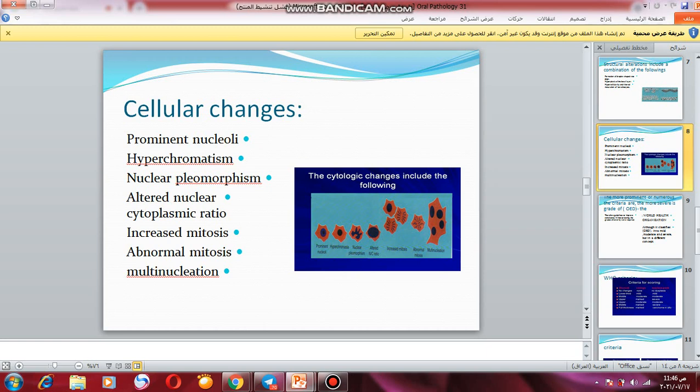the abnormal cellular changes. Prominent nucleoli يعني تكون كلش واضحة. Hyperchromatism, nuclear pleomorphism, nucleus abnormal shape, altered nuclear cytoplasmic ratio, and multinucleation. هاي كلها cellular changes of oral epithelial dysplasia. It is important to understand them in order to understand the classification اللي we will speak about in the coming lecture. Slide number 9.